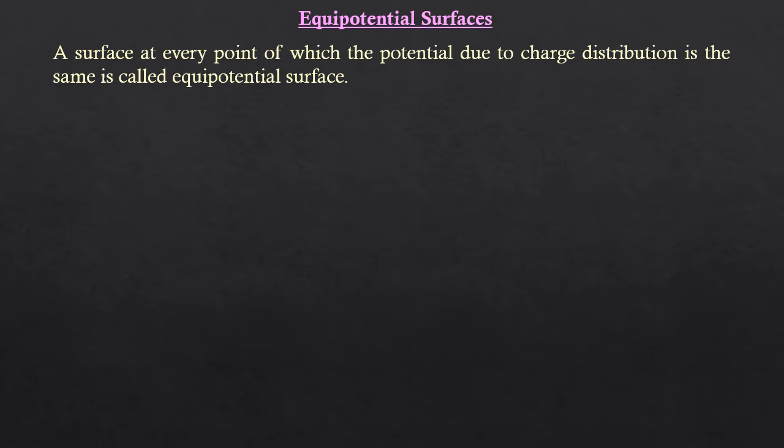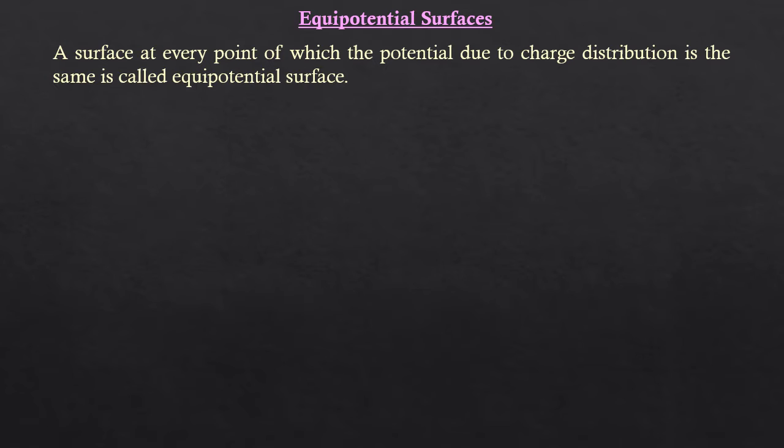Therefore, the potential difference between any two points in an equipotential surface is zero. So if we move a charge on an equipotential surface, no work is done. This also means that there is no force acting along the equipotential surface. This is possible only if the electric field intensity is perpendicular to the equipotential surface at all points.